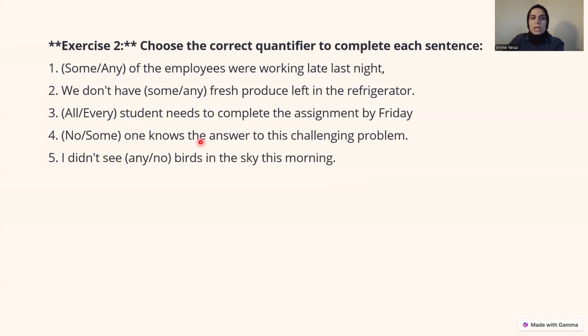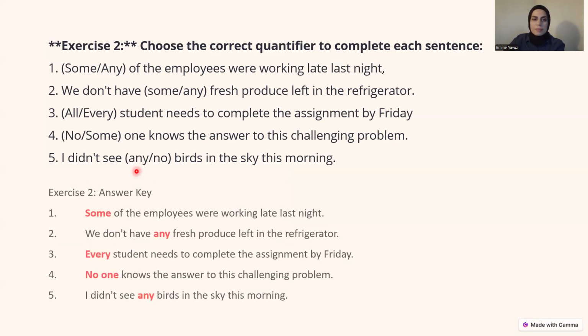No one knows the answer to this challenging problem. We say absence about the challenging problem, so we need to say no one. I didn't see any birds in the sky this morning. Again, here we need to use any because the sentence is negative. So we cannot use no with negative sentences, we use any with negatives and questions.